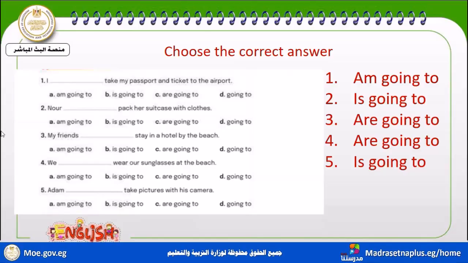What about number two? Noor is going to pack her suitcases with clothes. Why is? Because it's Noor, really. For number three, my friends are going to stay in a hotel by the beach. Why are? Because my friends are plural. They. We are going to wear our sunglasses at the beach. It's also are going to because it's plural. And finally, Adam is going to take pictures with his family.